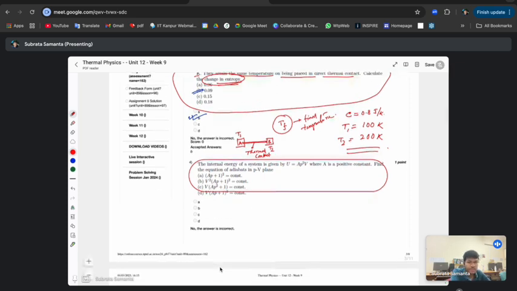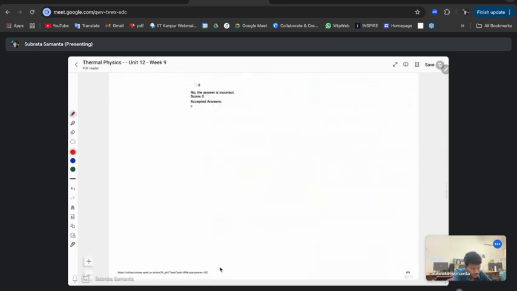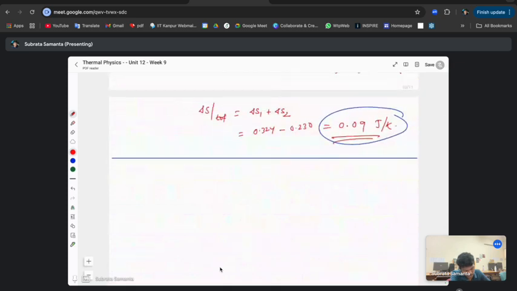So the internal energy of a system is given by U equals A P square V, where A is a positive constant, and find the equations of adiabates in the PV plane. So this is U equals A P square V, and you have to calculate the adiabate. So what is the adiabatic process? Okay, so this is problem number 4. U is basically A P square V.